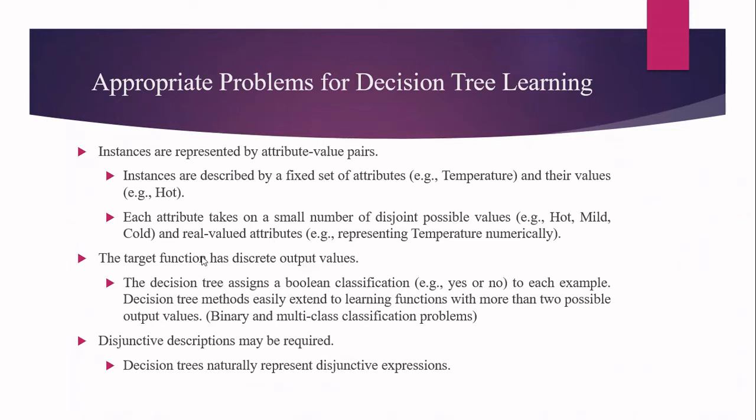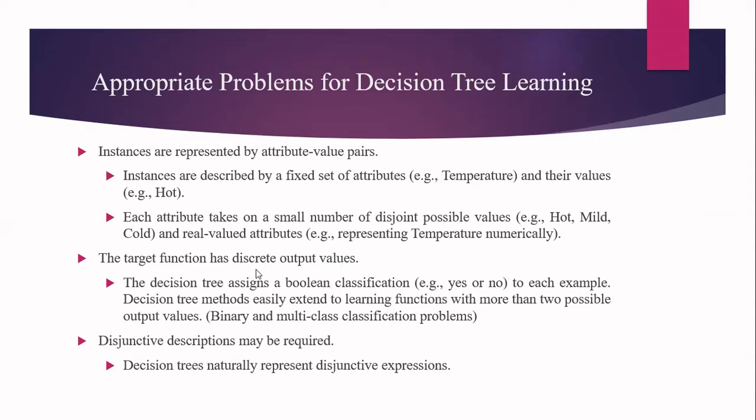But you can apply the decision tree only for supervised learning tasks. If it is unsupervised, where you don't have the class label, you cannot use the decision tree algorithm. It is only used for supervised learning classification problems. So the target function, that is nothing but our output label, which we want to predict, or the concept we want to learn, has discrete output values.